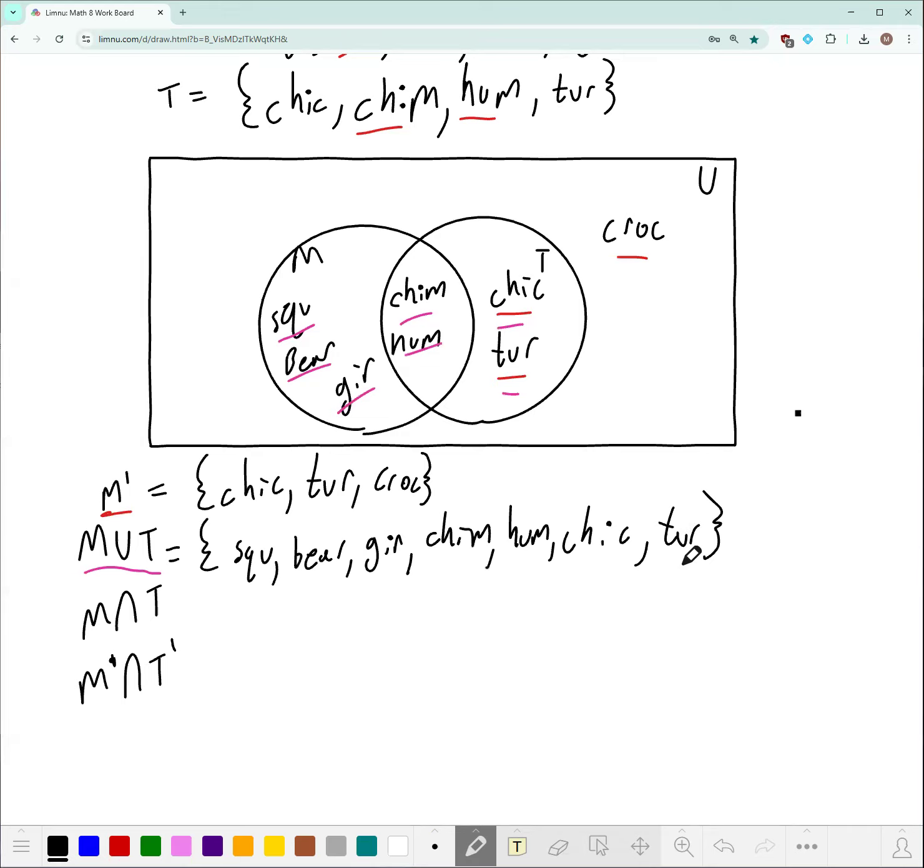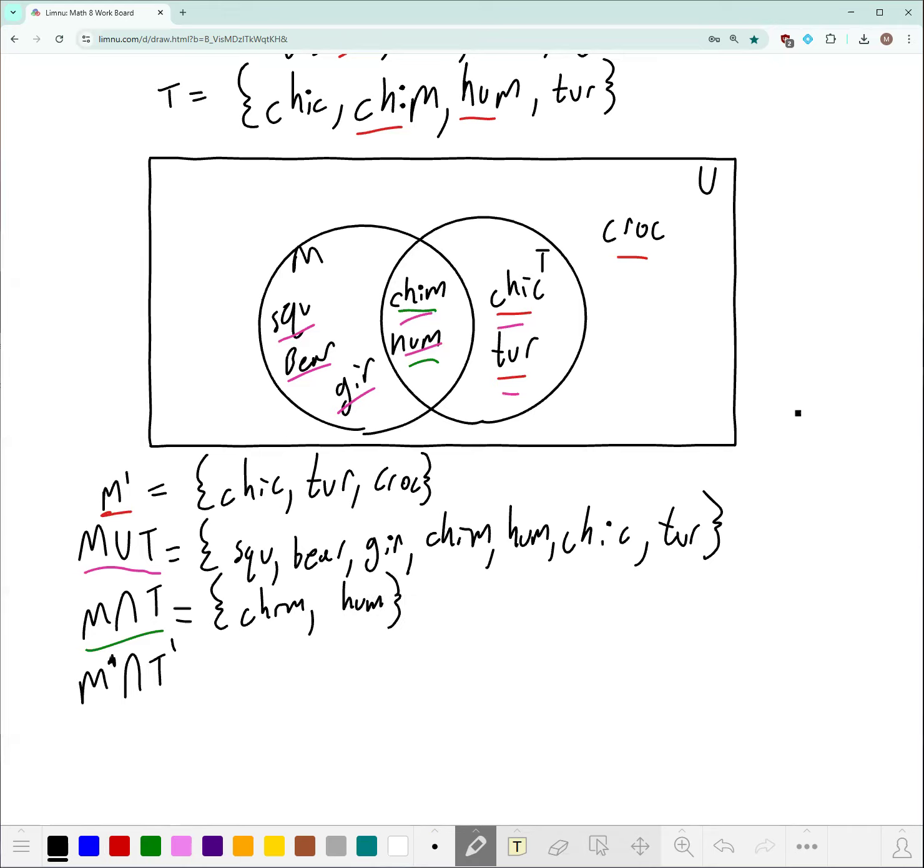Okay, and then now I've also got my intersection of these two. Intersection is only those that are overlapping. So let's use green. And that's this one, chimp and human. So my intersection between these two is just chimp and human.